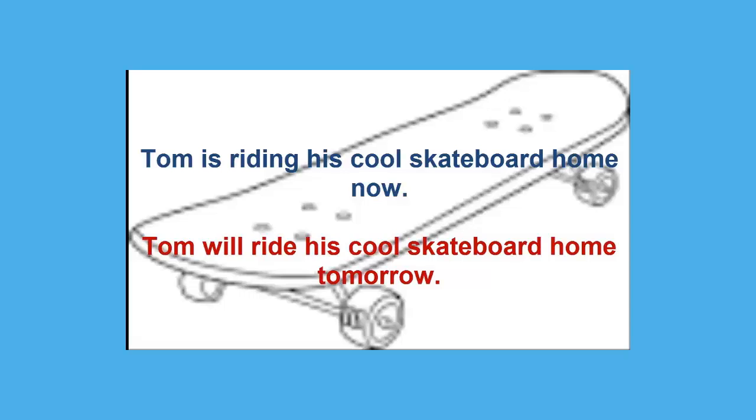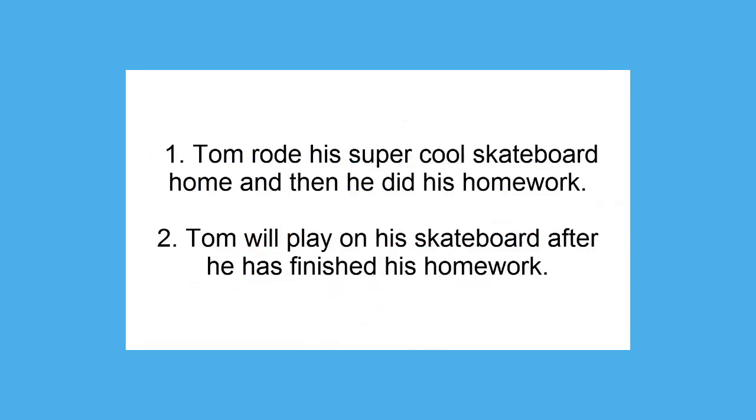The second sentence is in future tense. Tom will ride his cool skateboard home tomorrow. The verb in that sentence is also a compound verb because it's made up of two words. The verb is will ride, and that's in future tense.